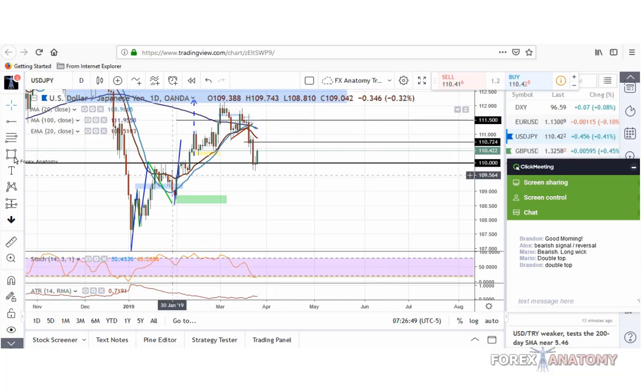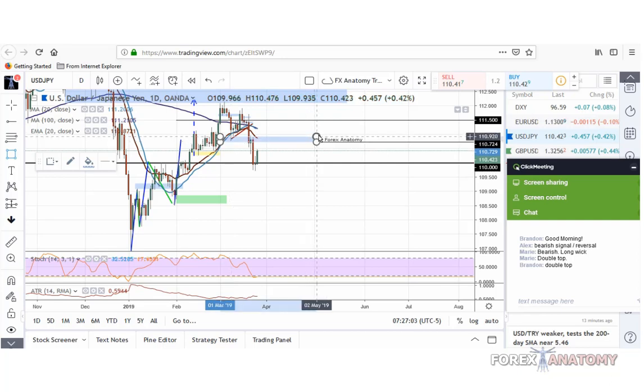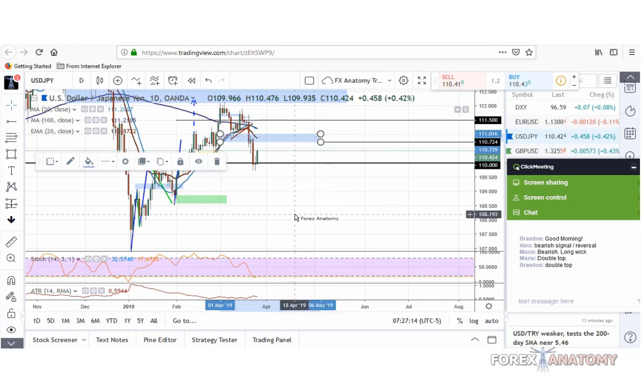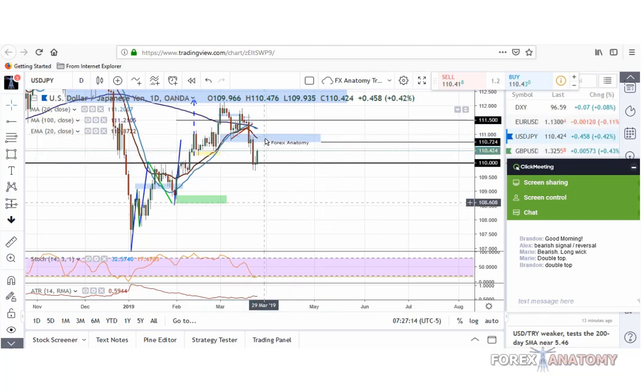Okay, and let me do that again. Okay, yeah, 110.70 and 111, the 111 institutional level, which is right around there, which is good enough. So somewhere around here is where I'm looking for price to go right now.